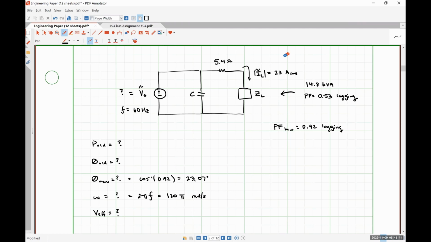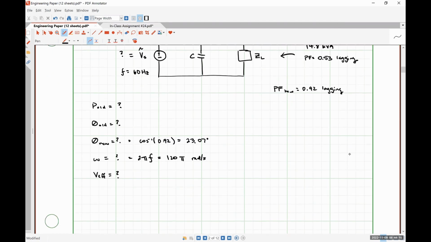So, finding the impedance ZL is going to be problematic because we only know the magnitude. No, that's not true. Yeah, we could find the impedance ZL. Sure, let's go that route. So how would we go about finding the impedance ZL?